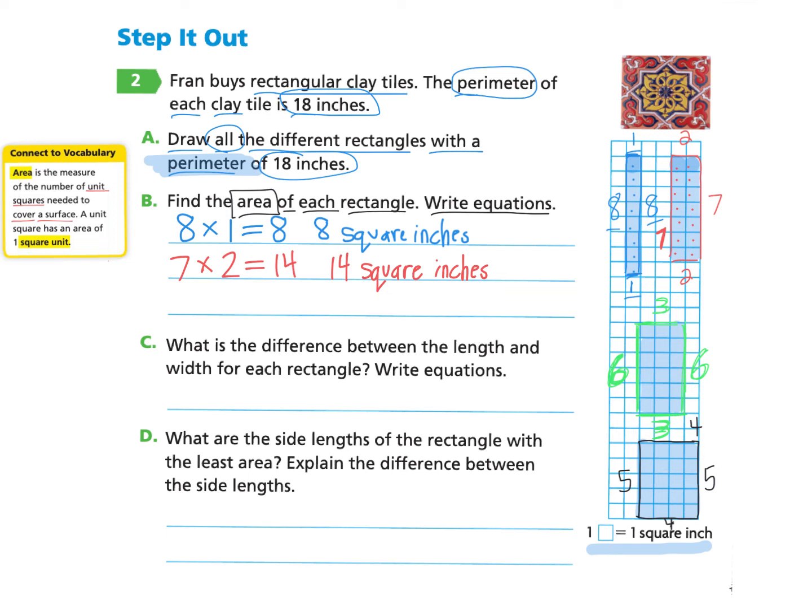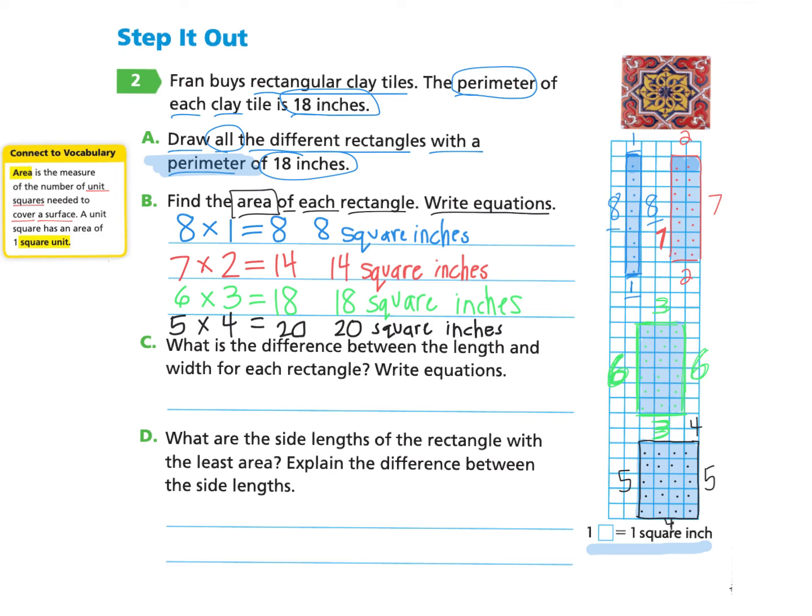The next rectangle, the length is 6 inches by 3 inches, and we count 1, 2, 3, 4, 5, 6, 7, 8, 9, 10, 11, 12, 13, 14, 15, 16, 17, 18. So there are 18 square inches. Our final rectangle had a length of 5 inches by 4 inches width, and we count up to 20. There are 20 square inches.